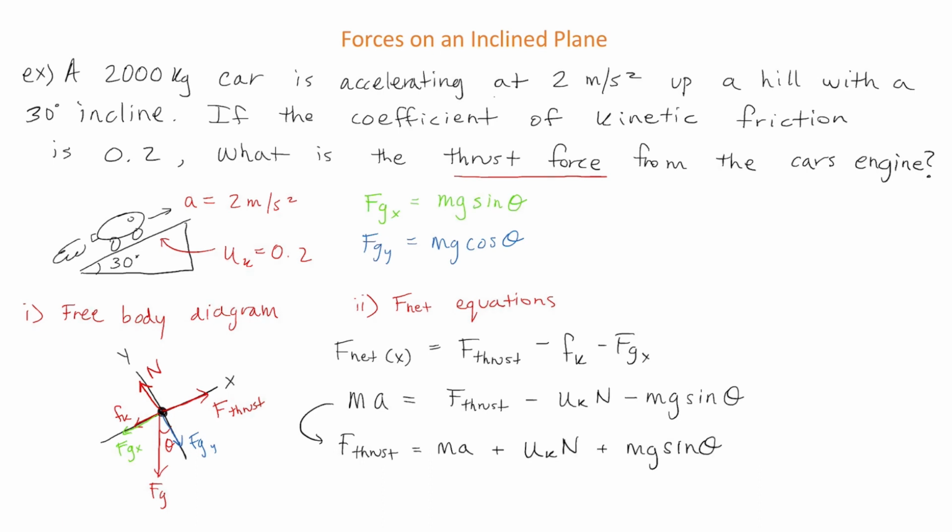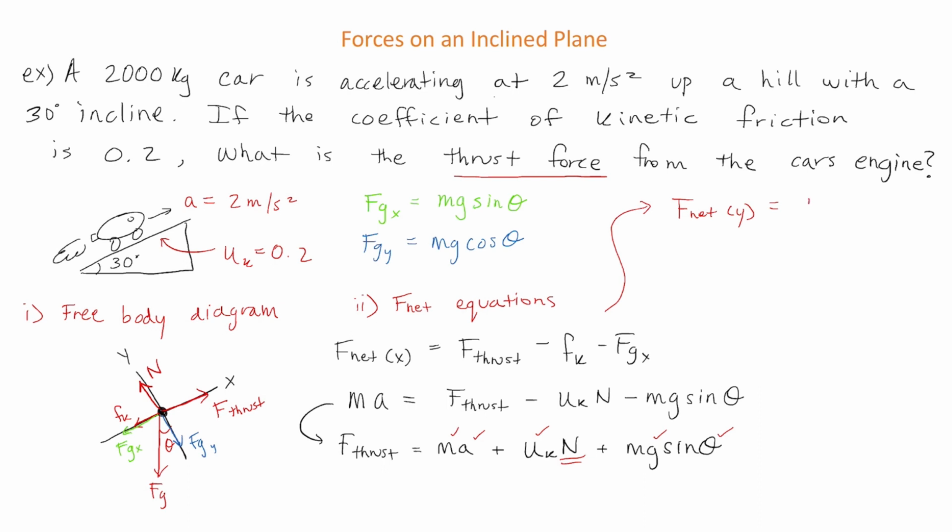And now looking at this equation, we know the mass of the car, we know the car's acceleration, we know the coefficient of kinetic friction, we know the acceleration due to gravity, and we know the angle of the incline. That means the only unknown is the normal force. And in order to find the normal force, we will need to use the F net y equation, which is the sum of all the forces acting along the y-axis.